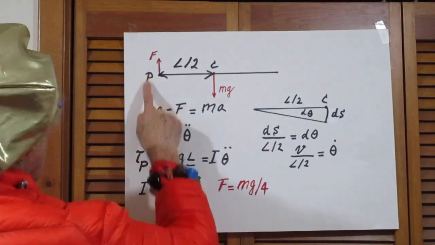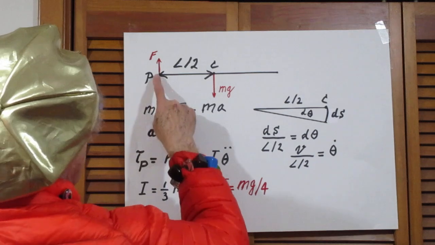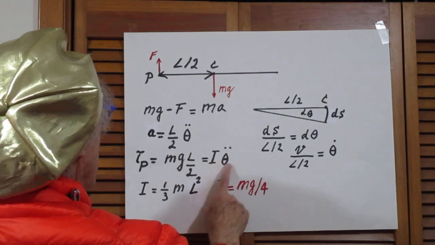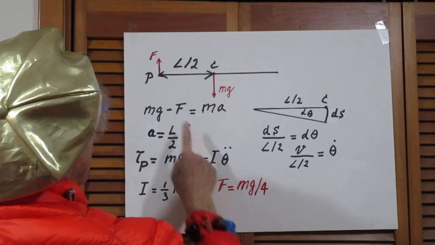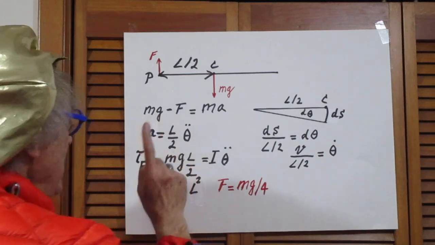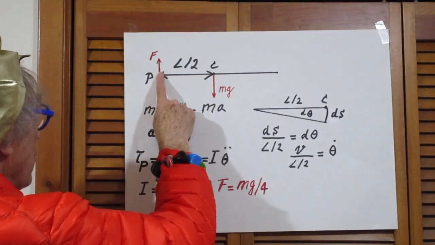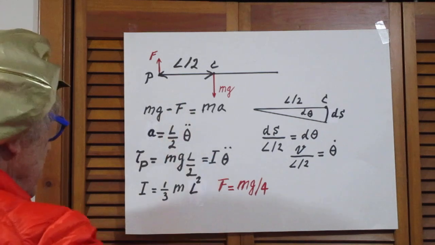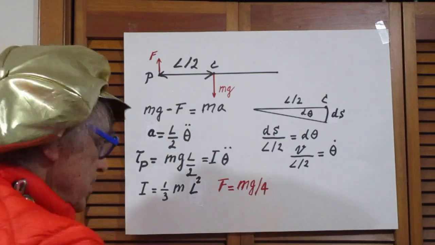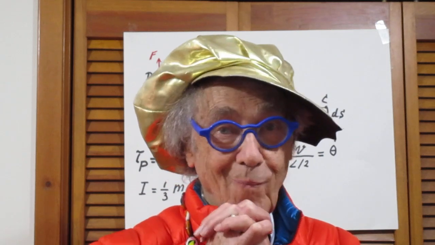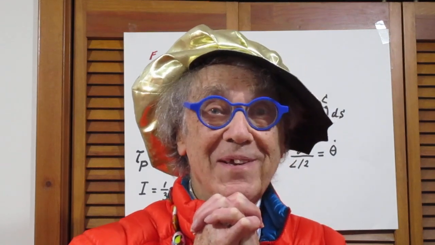So the torque about point P is of course this distance L over 2 times mg. You see that here. And that is the famous I alpha. I is the moment of inertia about point P, and theta double dot is the angular acceleration. I, for rotation about point P of this rod, is 1/3 ml squared. You solve these equations and you find that F equals mg divided by 4. That is by no means intuitive. But it is very interesting, isn't it? It's mg over 4.